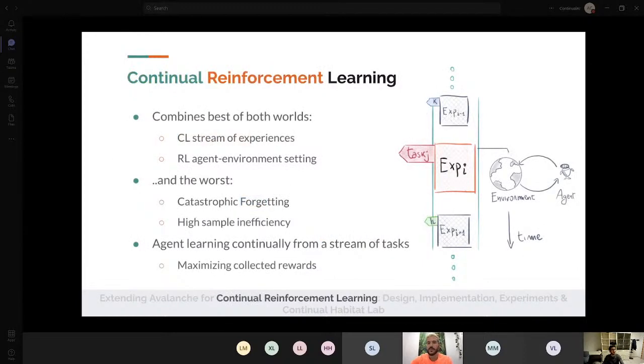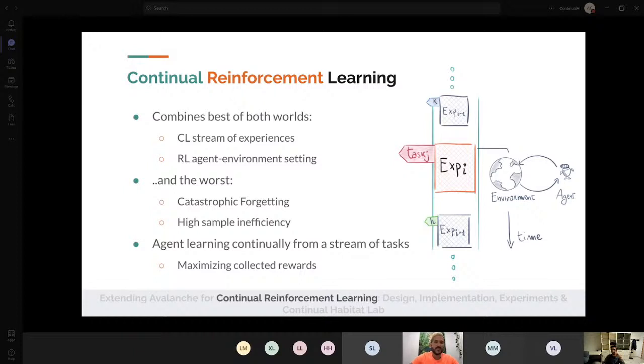And continual reinforcement learning, on the other hand, takes a bit the best and the worst of both worlds. So we now have an agent which interacts with an environment, and it has to learn from a sequence of experiences in order to learn a potentially unlimited amount of new tasks. And it has to do so without forgetting what it has learned before. So tackling the catastrophic forgetting part from continual learning, but also doing that in an efficient way.